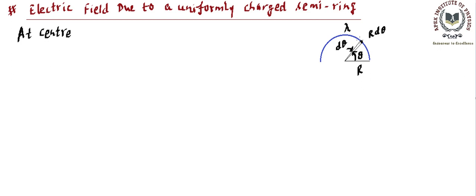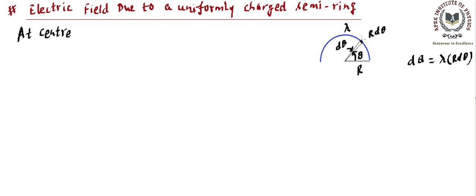Now on this length of the semi-ring, the total charge that will exist, if we call it dq, is going to be lambda into the length, and the length is r d theta. So this is dq.